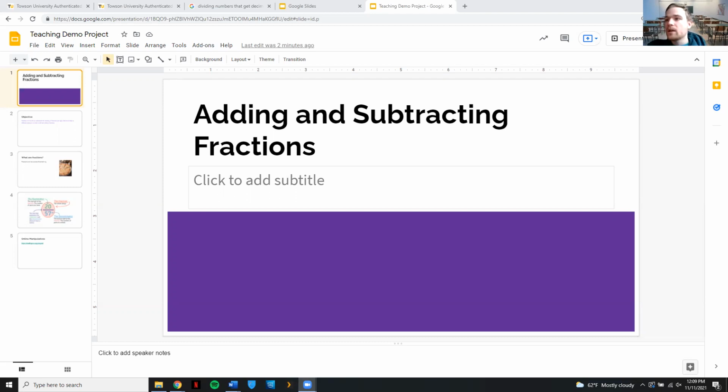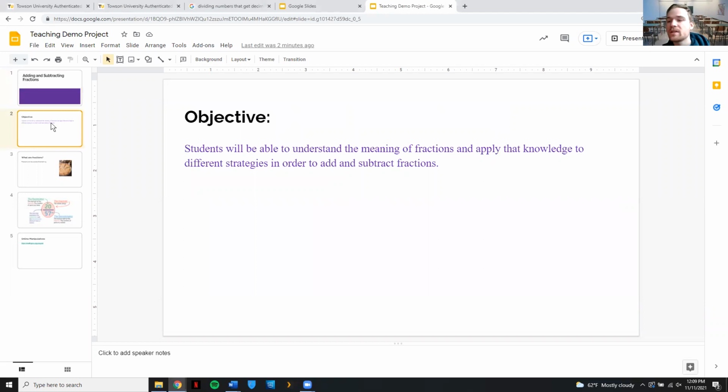So today our objective is that students will be able to understand the meaning of fractions and apply that knowledge in different strategies in order to add and subtract fractions. So we're going to look at what a fraction is, what each part of it means, and how we can use that information to be able to add and subtract them.